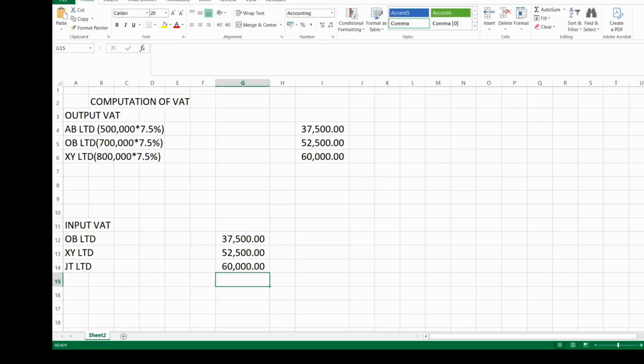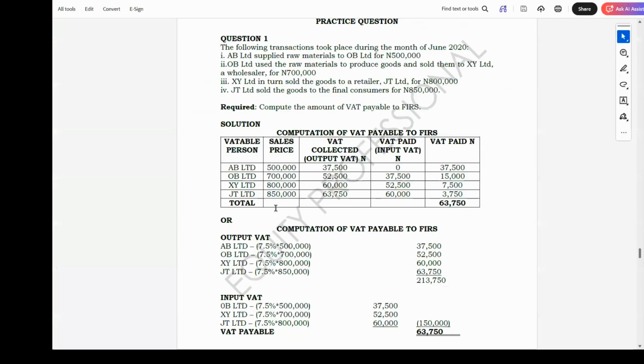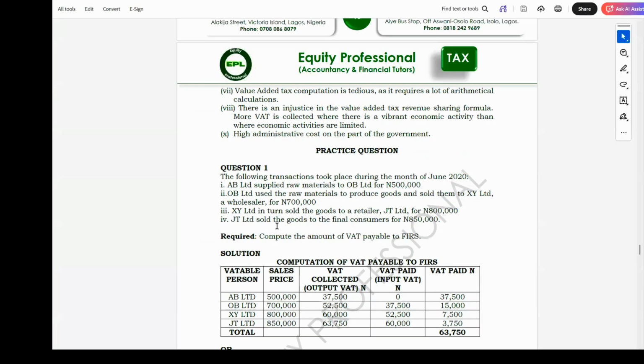So the final one, JT Limited, sells the goods to a final consumer for 850,000. The final consumer cannot shift it to anywhere. JT Limited is going to charge output VAT on the 850,000.